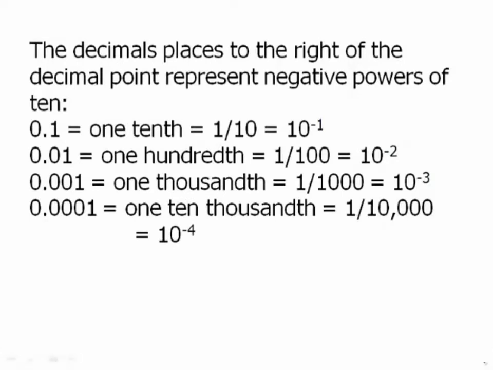So 0.1 is 1/10, that's 10 to the negative 1. 0.01 is 1/100, 10 to the negative 2. 0.001 is 10 to the negative 3. 0.0001 is 10 to the negative 4, and so forth. You could extend this pattern. What can be a little confusing about this? There are a few things that are a little confusing.